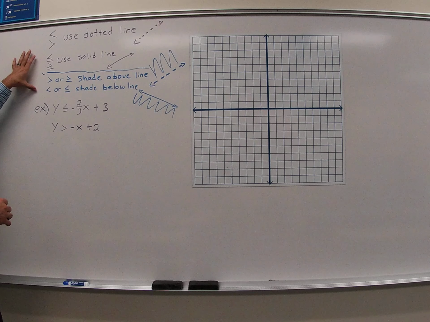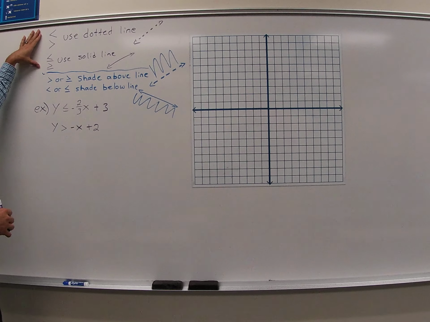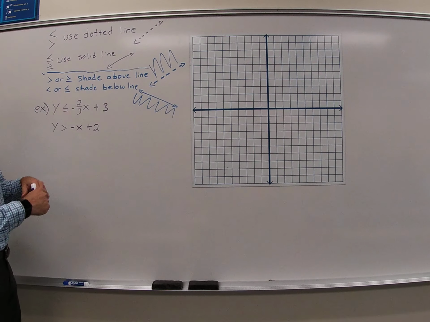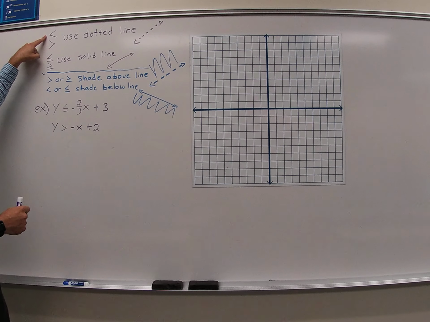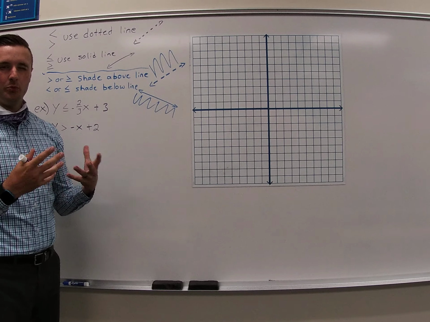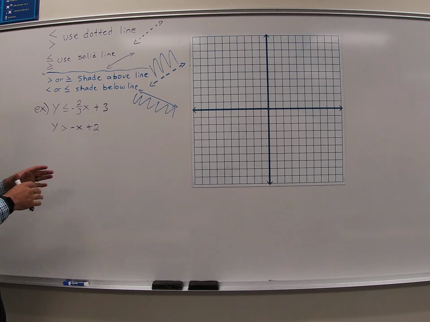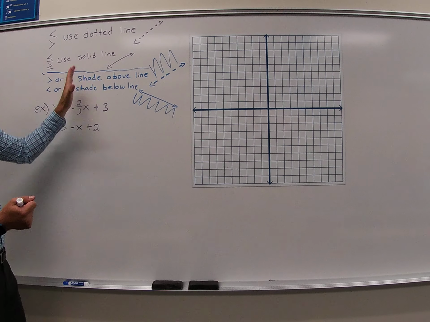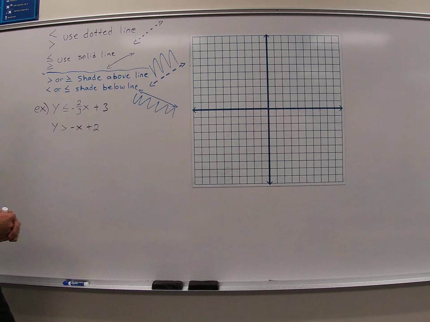Now, a few things I want to point out. Up here in purple, we are going to use a dotted line as we connect our points when we have a less than symbol or a greater than symbol. Think of a dotted line representing an open circle when we graphed inequalities on a number line. In the same way, if we have the equal to symbol, which would represent a closed circle, when we connect our points with a line, we're going to use a solid line for those examples. We'll talk about shading above and below here in a moment.